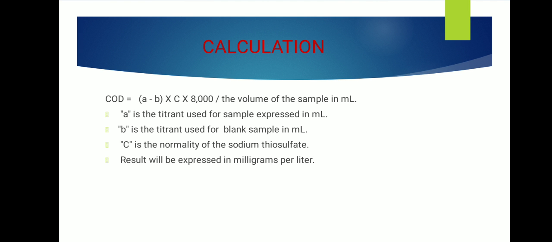And next we'll see the calculation for this COD. COD is calculated as (A minus B) into C into 8000 divided by the volume of sample in ml, where A represents the titrant used for the sample, expressed in ml, B is the titrant used for the blank sample, also expressed in ml, and C is the normality of the sodium thiosulfate, and the result will be expressed in mg per liter.